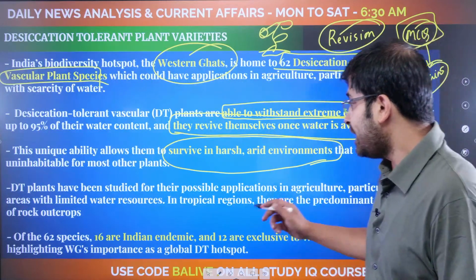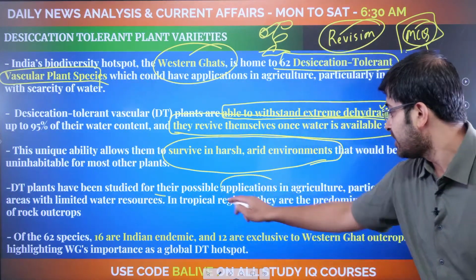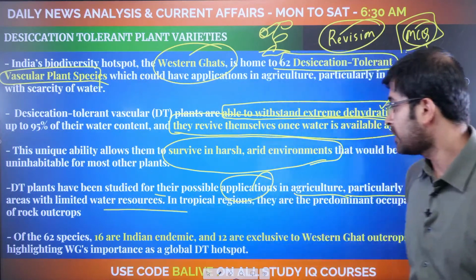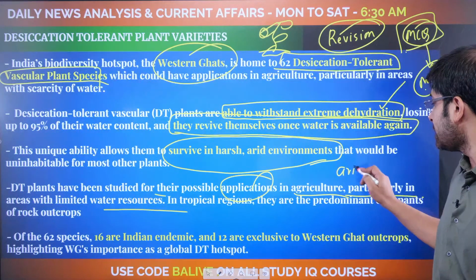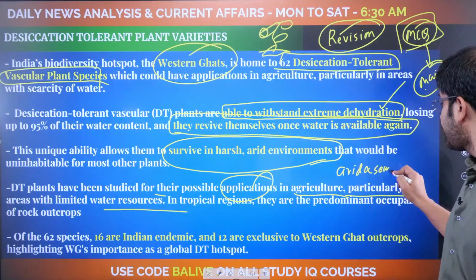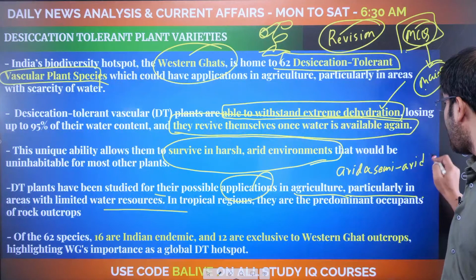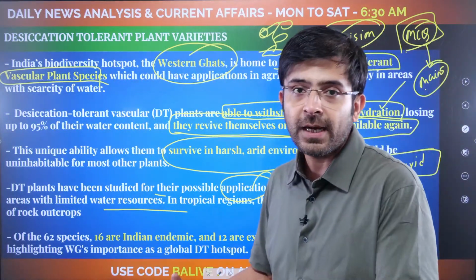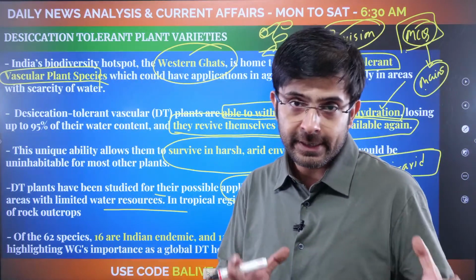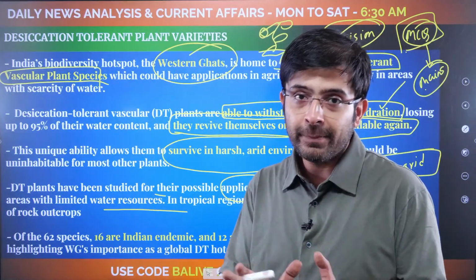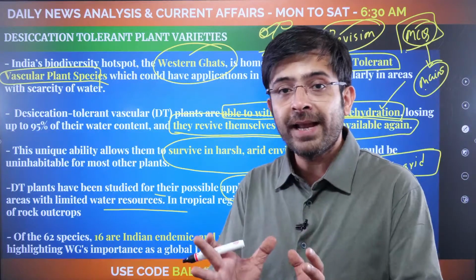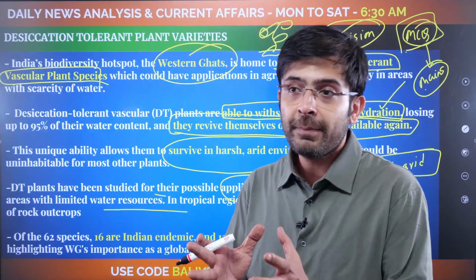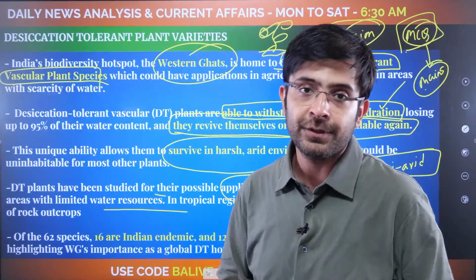Okay. So now DT plants have been studied for their possible applications in agriculture, particularly in areas with limited water resources. So arid and semi-arid areas. Straight away, you are looking at figuring out how we can plant more such crop varieties for semi-arid and arid areas, where water supply is limited. Also, possible applications in areas that will be exposed to climate change, that will be directly in the line of desertification.